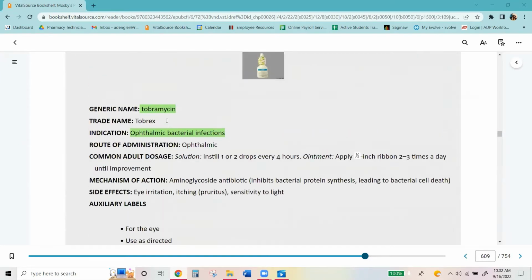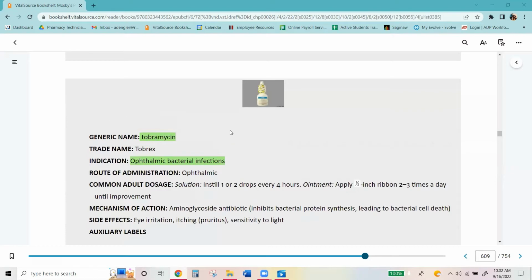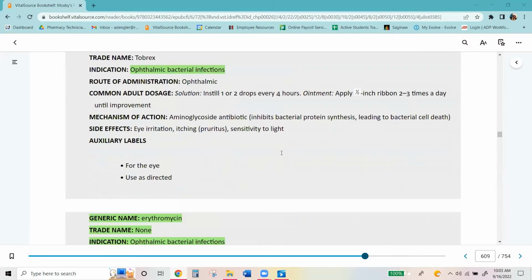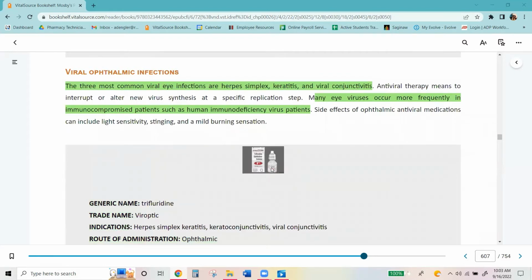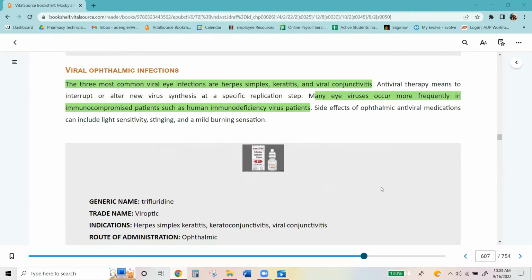So we have some more bacterial antibiotics. So tobramycin, again, erythromycin. The 3 most common viral eye infections are herpes simplex, keratitis, and viral conjunctivitis. Many eye viruses occur more frequently in immunocompromised patients, such as patients with HIV.